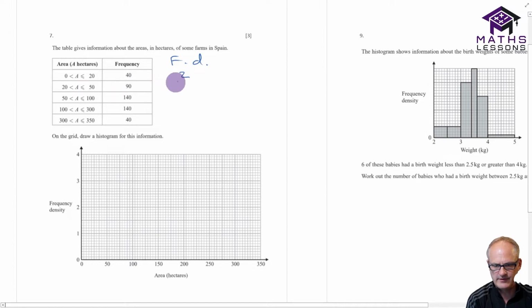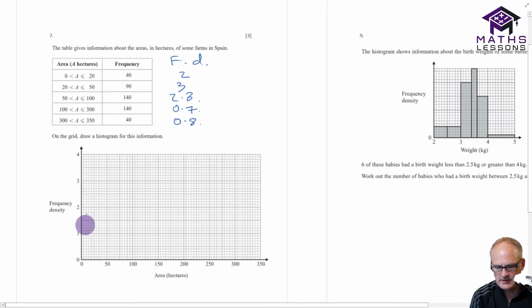90 divided by 30 is 3. 140 divided by 50 is 2.8. 140 divided by 200 is going to be 0.7. And I've got 40 divided by 50, which is 0.8.